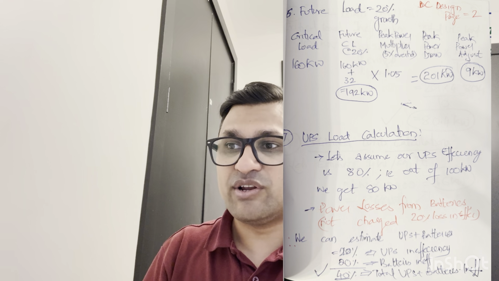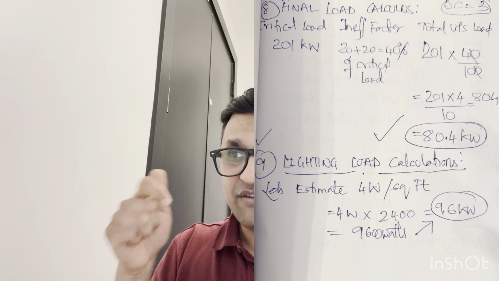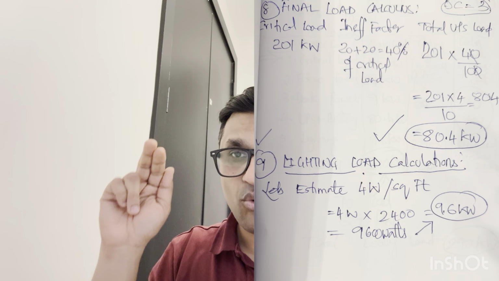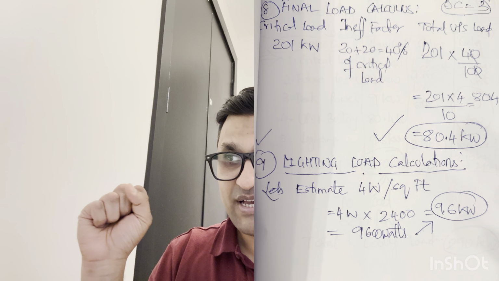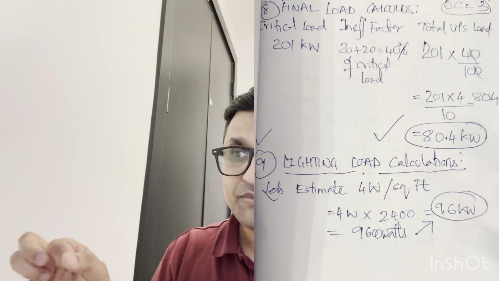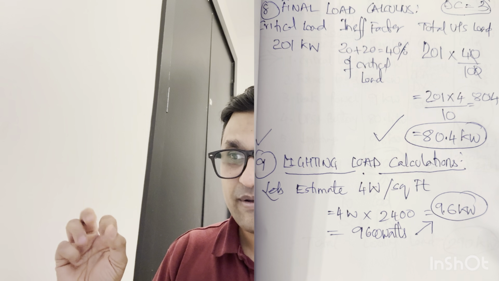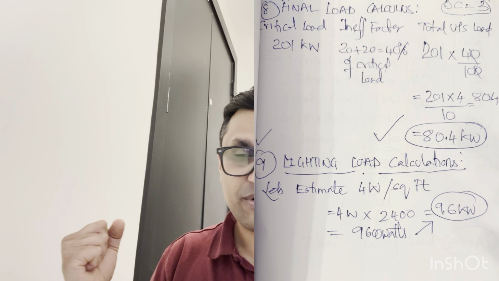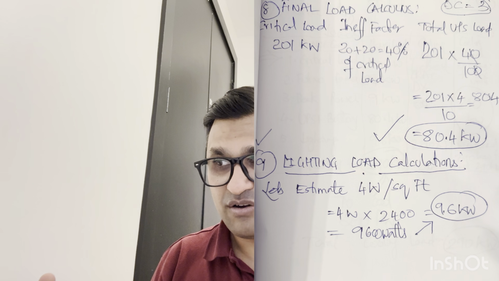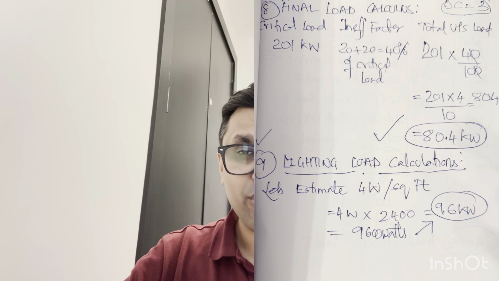So the final load calculations will include the critical load of 201 kilowatts, and the inefficiency factor of 20 plus 20, which is 40% of the critical load. So 201 times 40% gives us 80.4 kilowatts. That is the final load. After the UPS, the next thing we consider is the lighting load calculation. Let's estimate about 4 watts per square foot. If the space is about 2400 square feet, 4 watts times 2400 is 9600 watts, or 9.6 kilowatts.